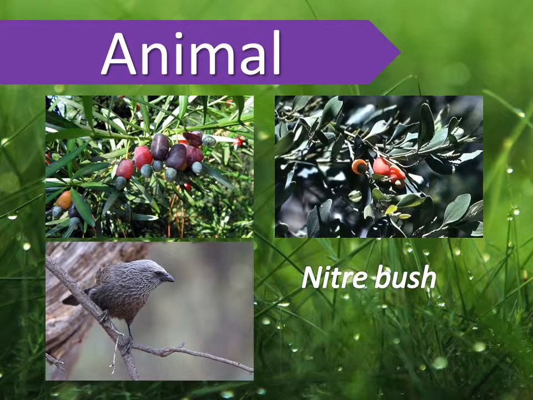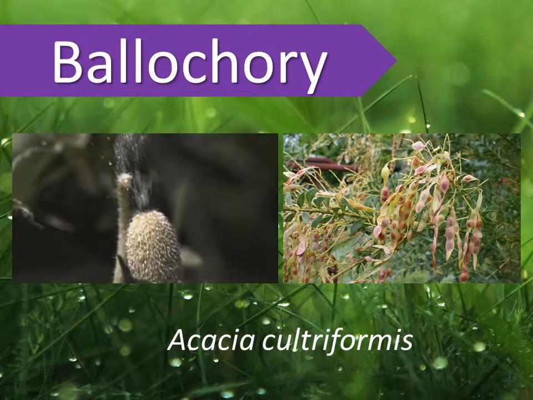Seeds such as those from the nitre bush are eaten and then pass through the gut of animals or birds. This transports the seeds to a new area, and the animal droppings provide nutrients. Plants that have adapted to use this method eject their seeds at high speeds, sending them some distance from the parent plant. The seeds of the Acacia cultriformis can travel for up to 2 meters as the seed pods dry out and then split open with great force.